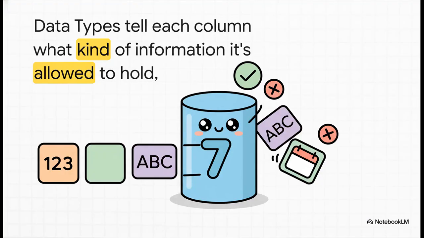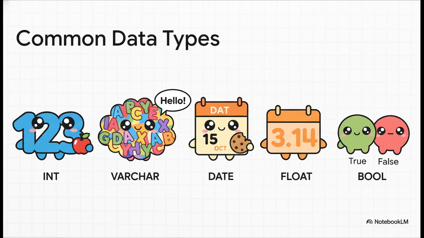The most basic, most fundamental rule is something called a data type. This is where you tell each column exactly what kind of information it's allowed to hold. Is it a number? Is it text? A date? This simple rule prevents so many errors and keeps all of your data consistent and clean. Here are some of the most common ones you'll see all the time. INT is for integers, whole numbers. Varchar is for variable characters, which is just a fancy way of saying text, like a name or a city.